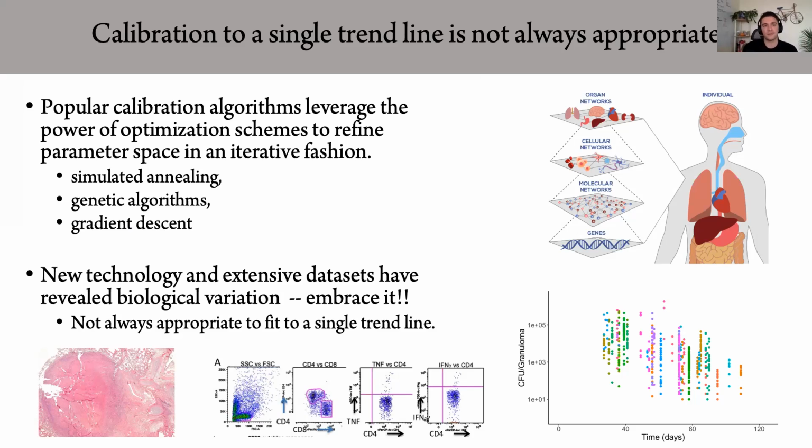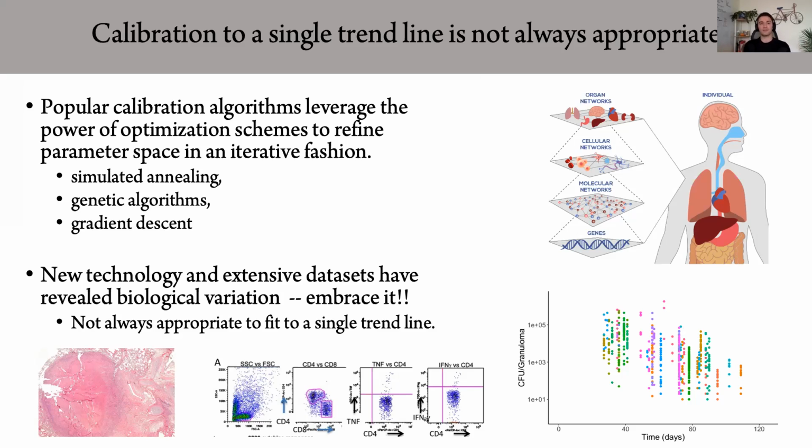But I mentioned before that we've got these new technologies and this access to these extensive data sets that have revealed a ton of biological variation. And so our lab has started to switch from this traditional sense of choosing one parameter set to represent the experimental data and to run our model with. And we're now starting to really embrace this biological variation. And so this is changing how we think about calibration.